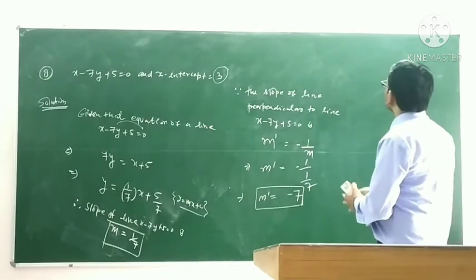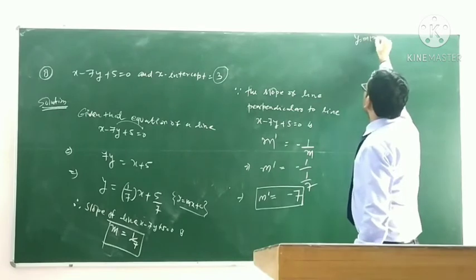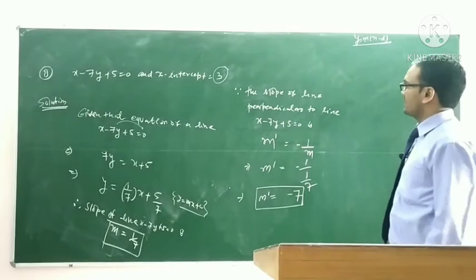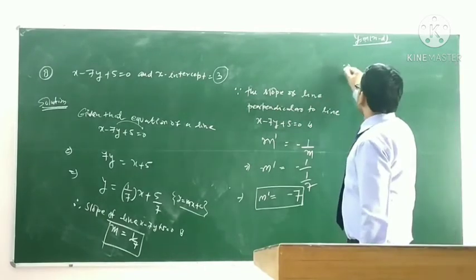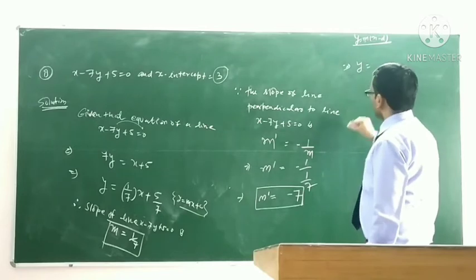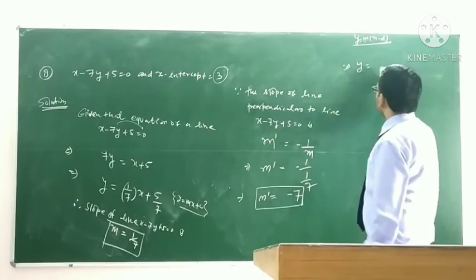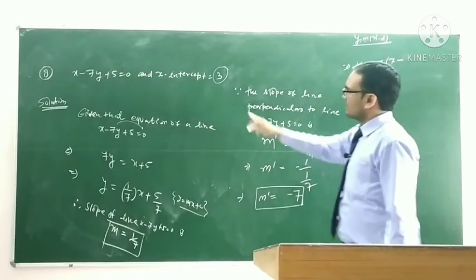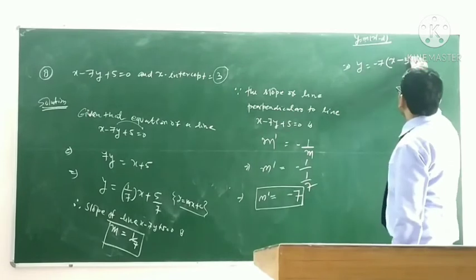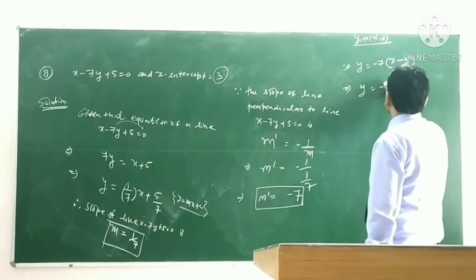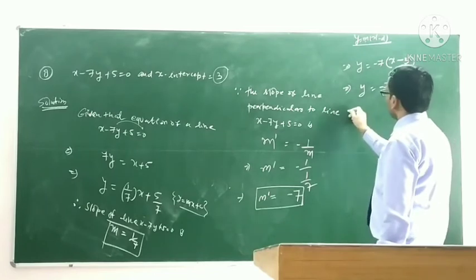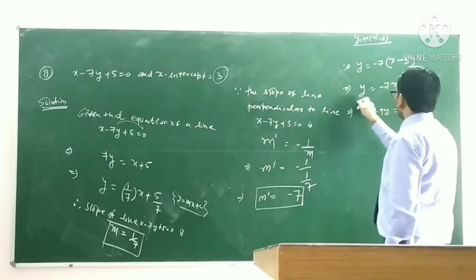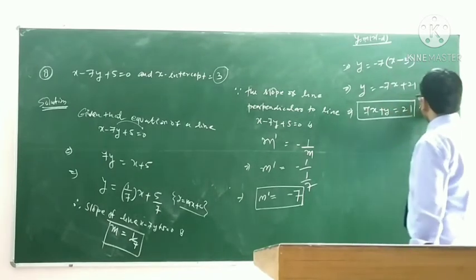y equals m into x minus d, where m is the slope of the line and d is the x intercept. Okay students, this implies that y equals m dash, that is minus 7, into x minus d. What is the value of d? d is 3. This implies that y equals minus 7x plus 21. This implies that 7x plus y is equal to 21, which is your answer.